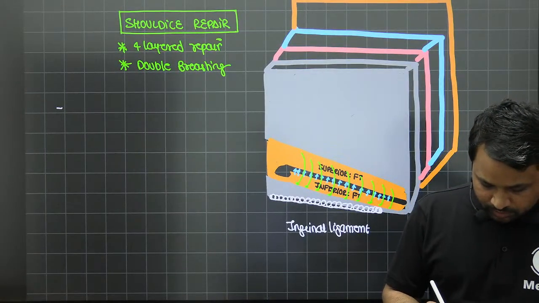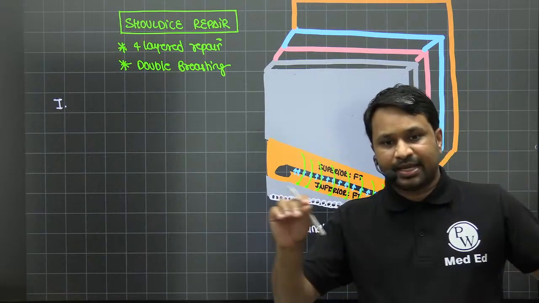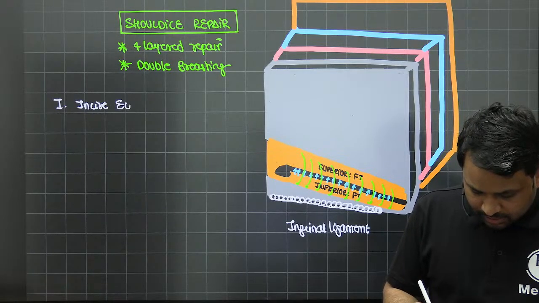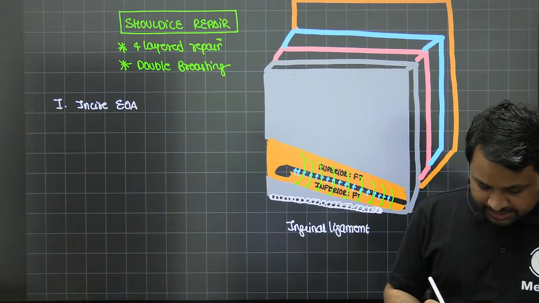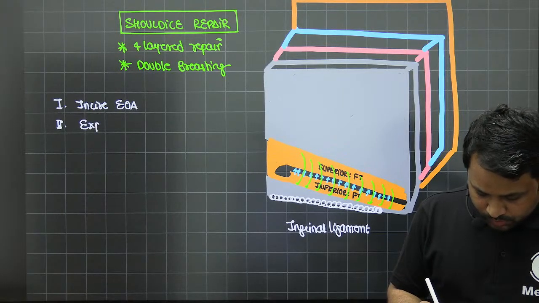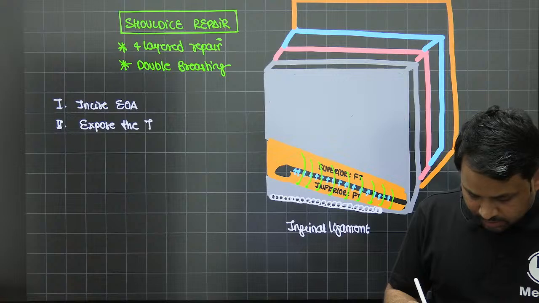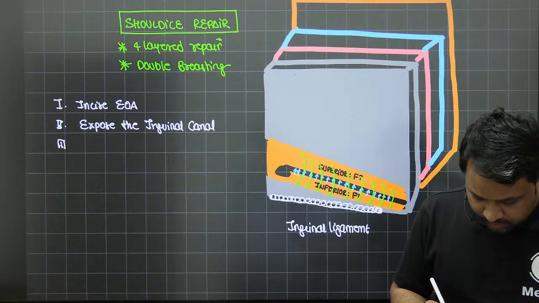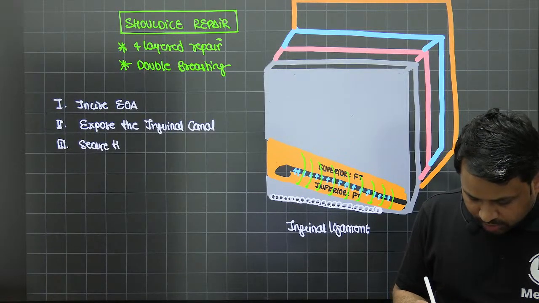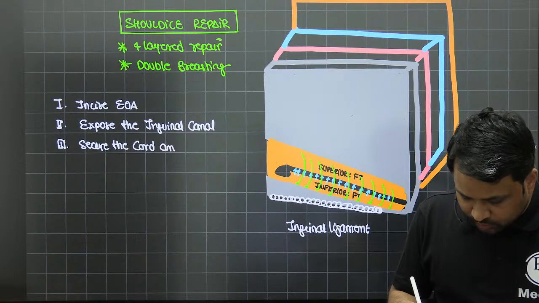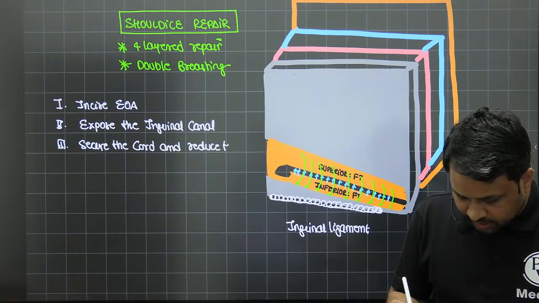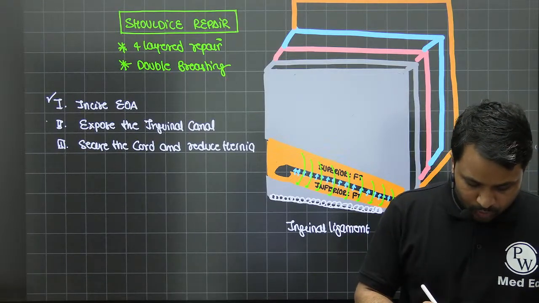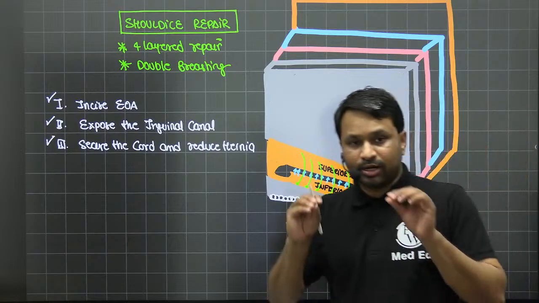The step number one, I'm going to incise the external oblique aponeurosis. Once you incise the external oblique aponeurosis, you expose the inguinal canal. Third step, you secure the cord, that is your vas deferens, and reduce the hernia. So you incise the external oblique aponeurosis, you expose the inguinal canal, you secure the cord and reduce the hernia, right?